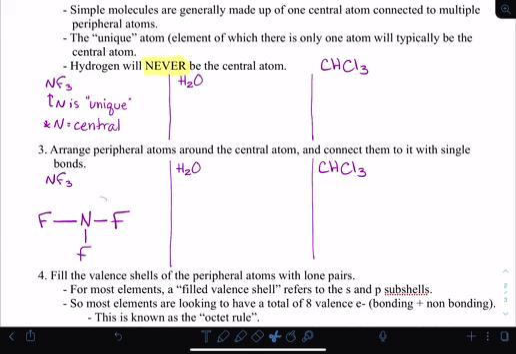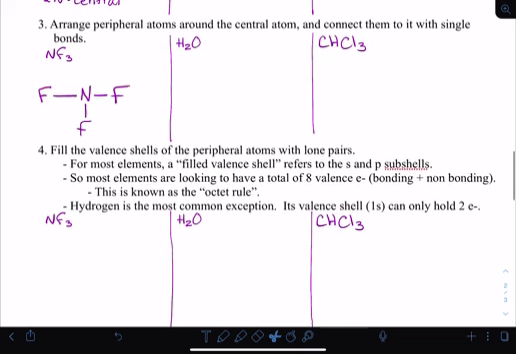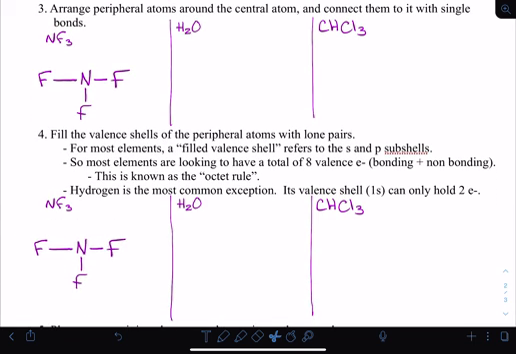So the next thing that we want to do is to fill up the valence shells of all of our peripheral atoms first. So we always fill up our peripheral atoms with lone pairs before we fill up the central atom. When atoms bond, they're usually looking to fill up their valence shell because that gives them some additional stability. So we're looking to fill the S and P subshells of our peripheral atoms here. Remember that the S subshell is 1 orbital, so it can hold 2 electrons. The P subshell is 3 orbitals, so it can hold 6 electrons. So that means we're usually looking for a total of 8.